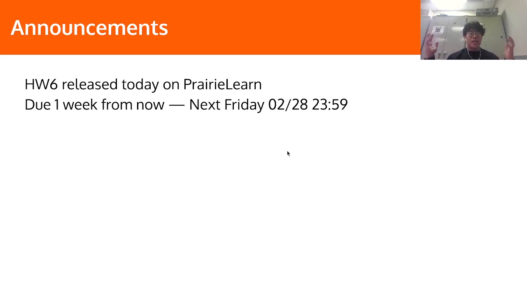So that was the end of the lecture. As I said, it's very short. Homework 6 is very short as well. You should be done in less than 30 minutes. It's released today on PrairieLearn, and it's due one week from now, next Friday, the 28th of February, the last day. So have fun coding Rust.